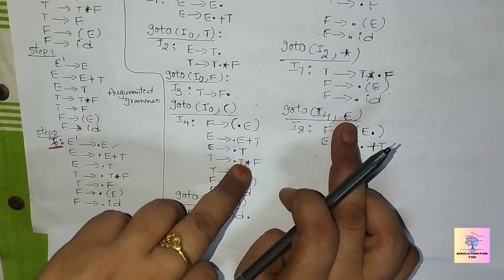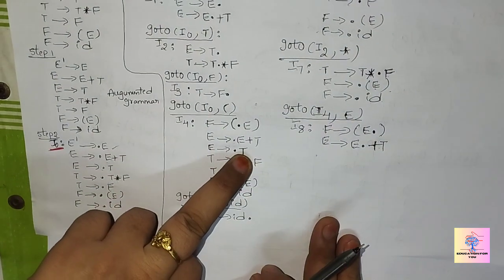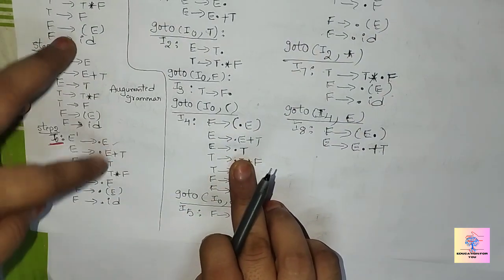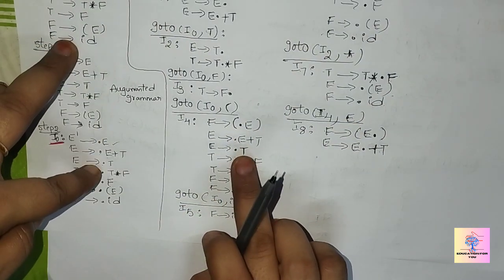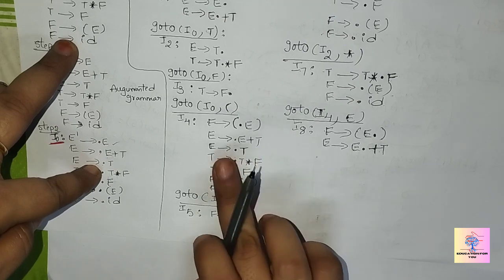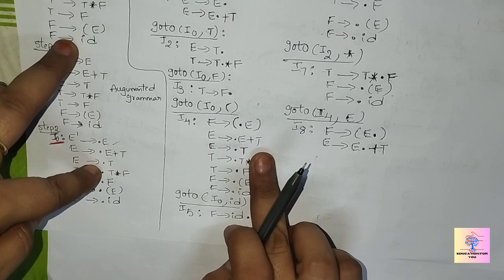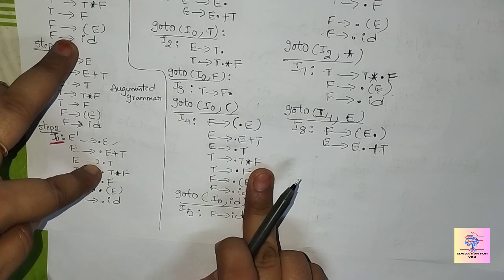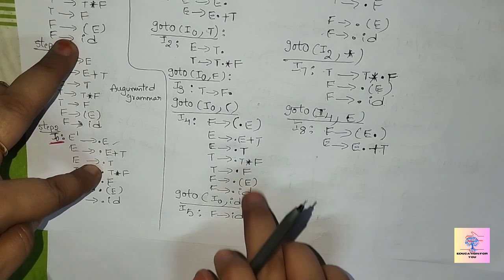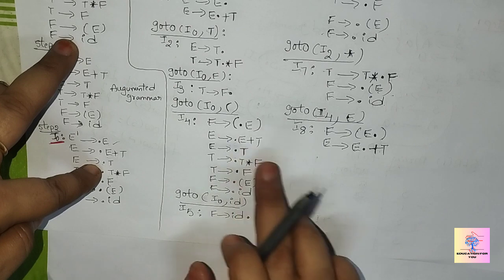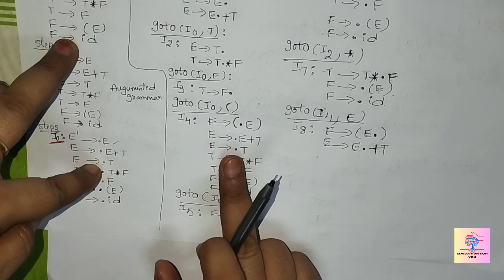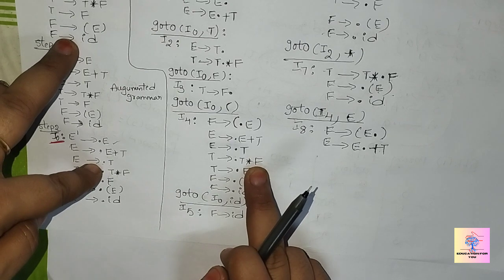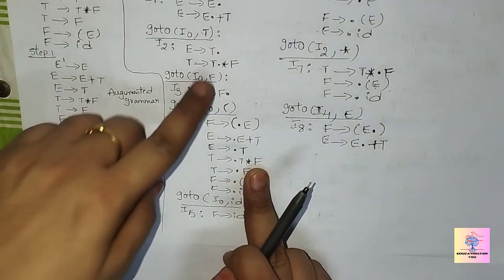Now coming to I4, T is there. If you shift the dot after the T, that is E producing T dot, you will get it. Here also T dot star F you will get. So there are no T's here. If you shift the dot after the T, you got the same state as I2.